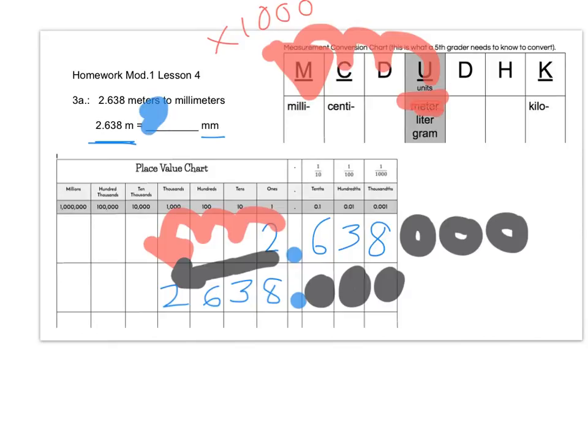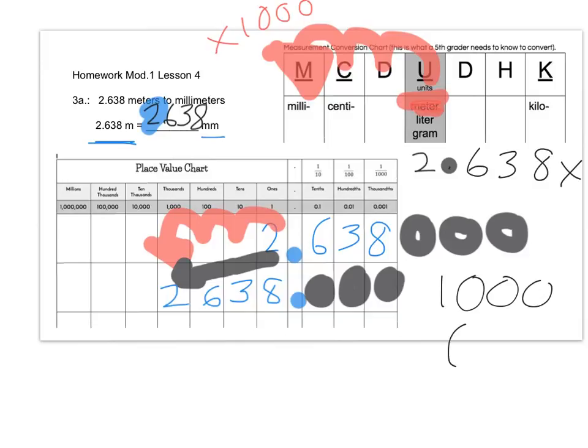So our answer would be 2,638 millimeters. So 2,000, that's way too big of a pen. Let's try that again. So it would be 2,638 millimeters. And again, we came to that answer by taking 2 and 638 thousandths, and we multiplied it by 1,000, or you could also write that as 10 to the third. So that's our equation for how we came up with that answer.